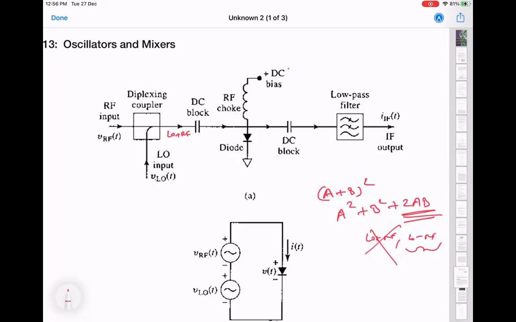So this coupler is doing A plus B. What exactly is squaring? The diode. The coupler is just doing A plus B. Yeah, that's just combining. It's the diode which gives you the square operation, because a diode doesn't have a linear IV curve.